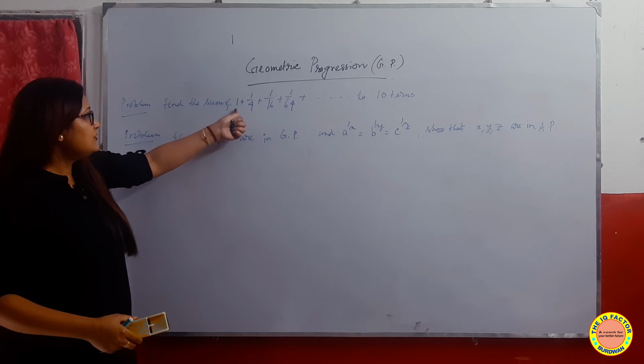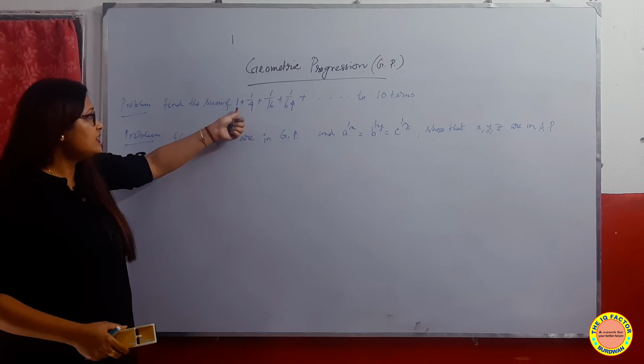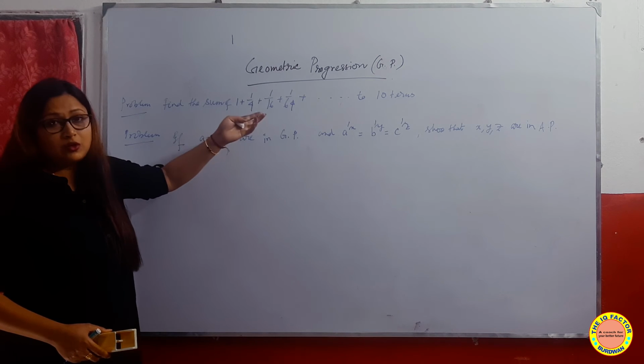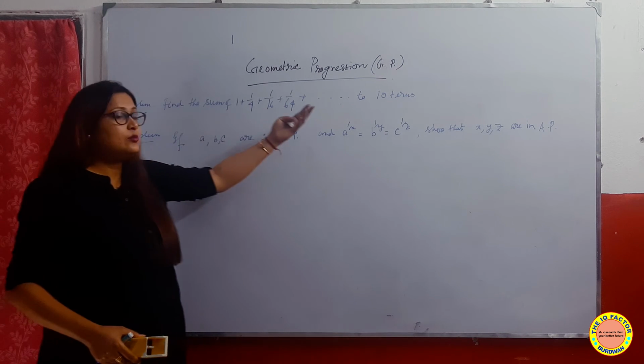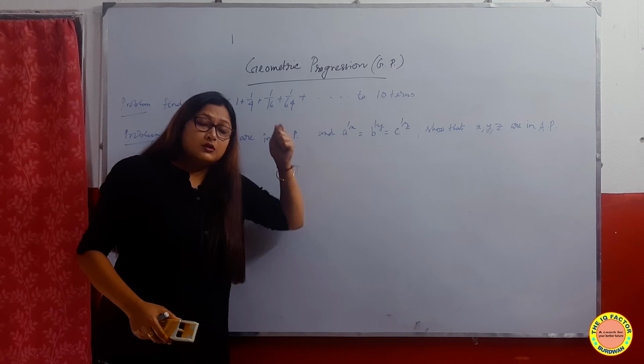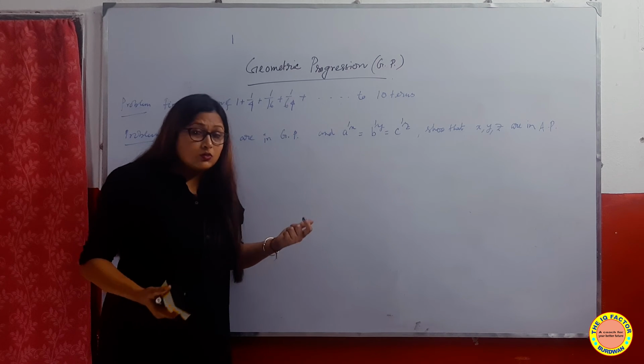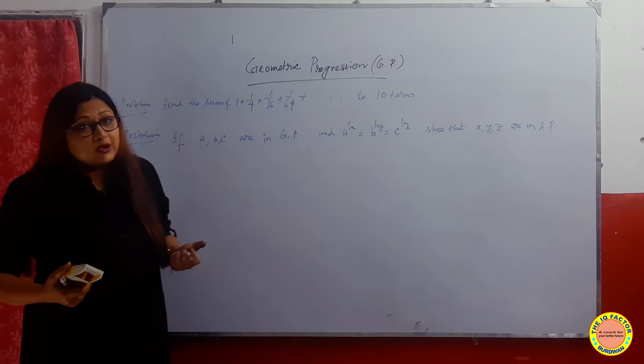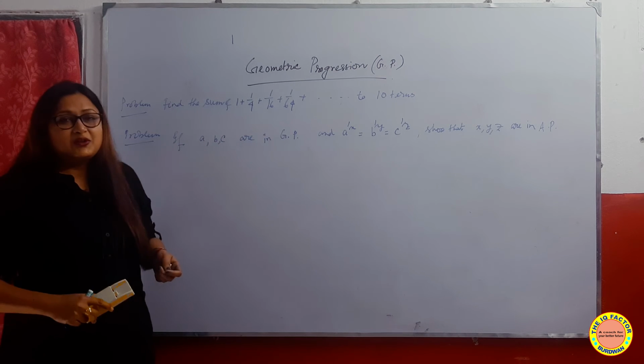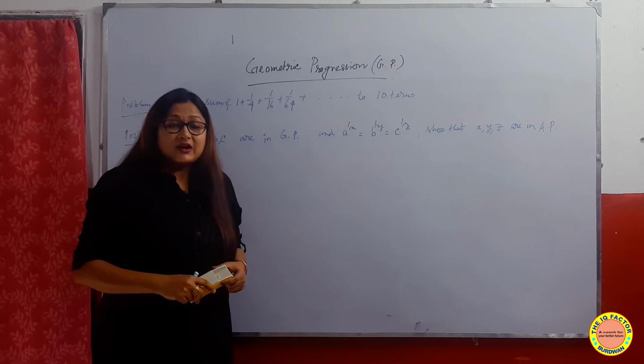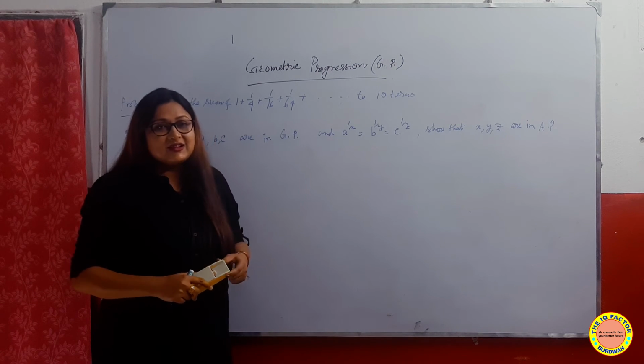So the first term is 1, clearly, and find out the common ratio or common difference, then apply the formula. Depending upon the value of r, you know which formula you have to apply. So it is for you to solve. Try it, solve it, and write it in the comment box.